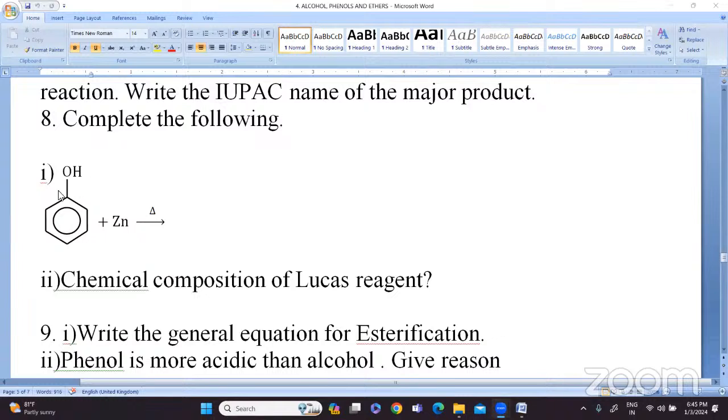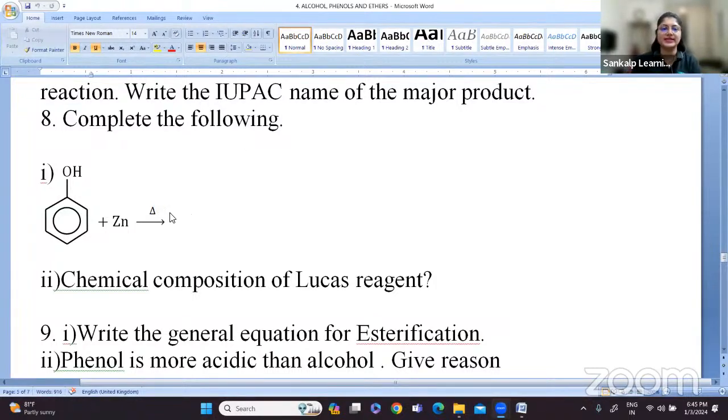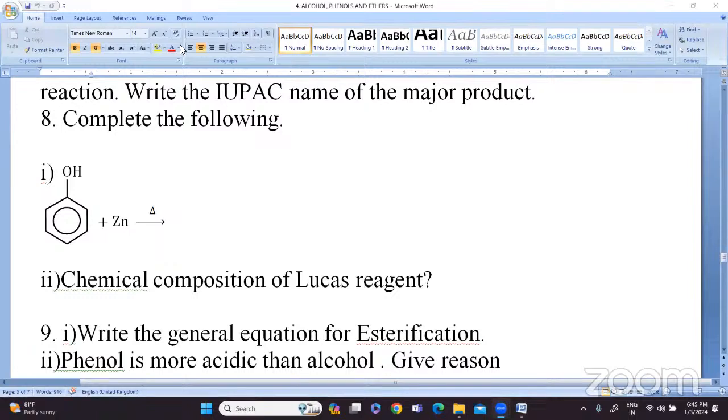Complete the following. The first one, phenol plus zinc, and you are heating it. What is the product obtained when you are heating phenol plus zinc? Okay, I've got the answers.